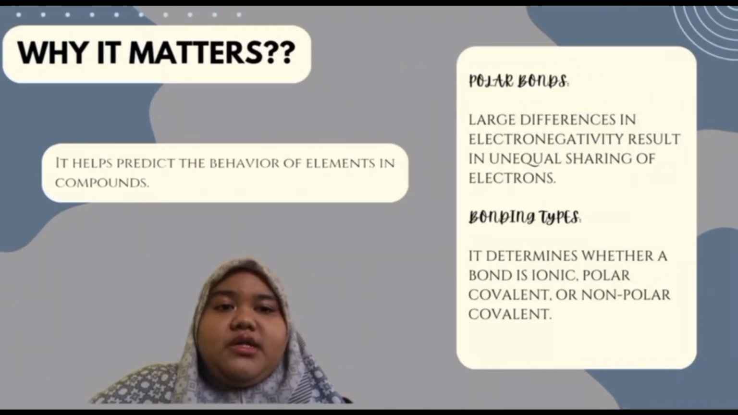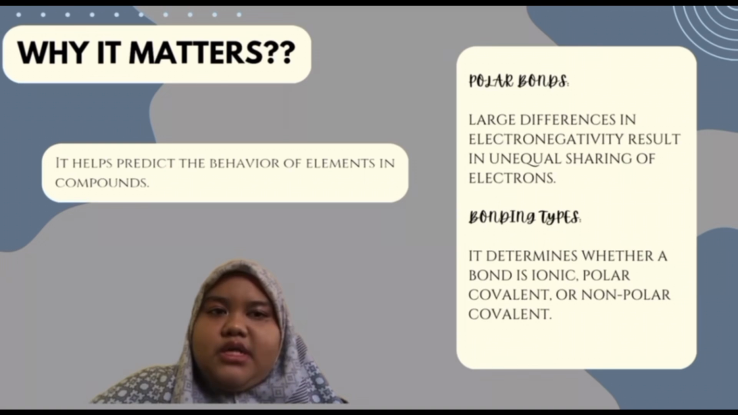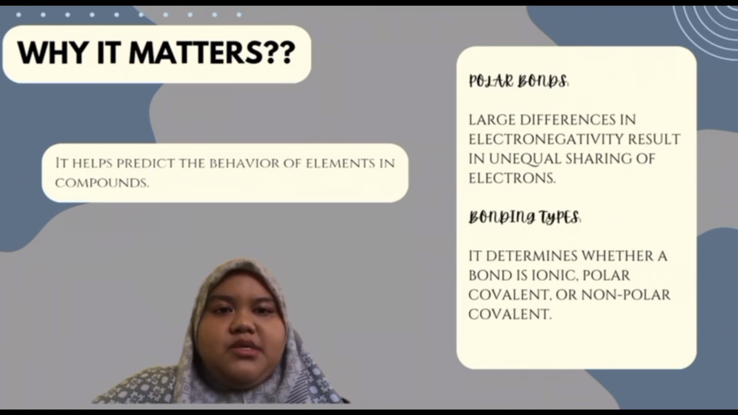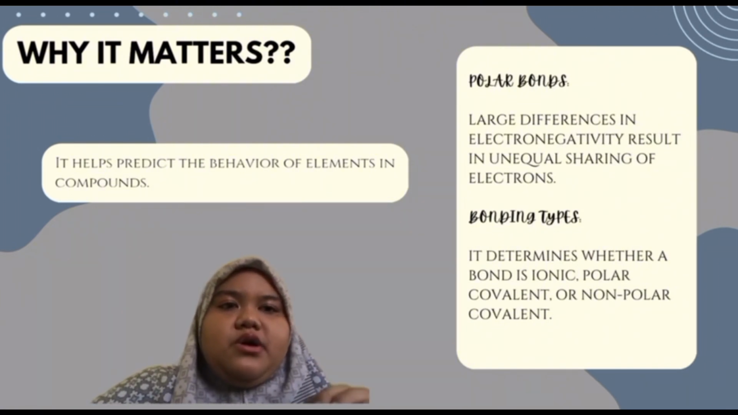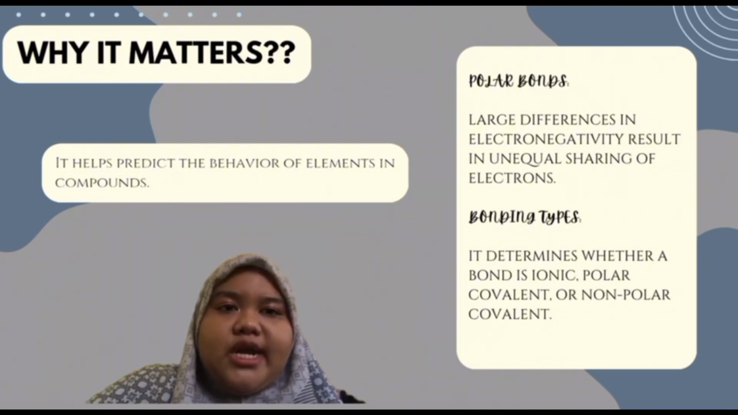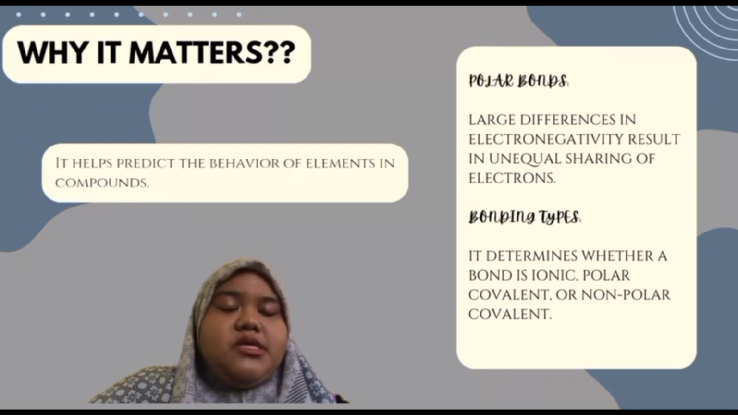Understanding electronegativity helps predict the behavior of elements in compounds. For example, polar bonds. Large differences in electronegativity result in unequal sharing of electrons. Second, bonding types. It determines whether a bond is ionic, polar covalent, or non-polar covalent. In short, electronegativity underpins the principles of bonding and molecular interactions.